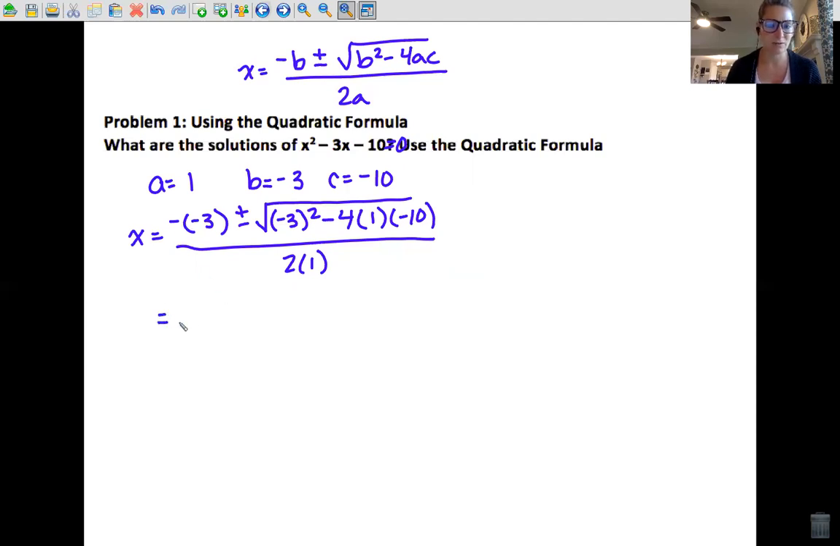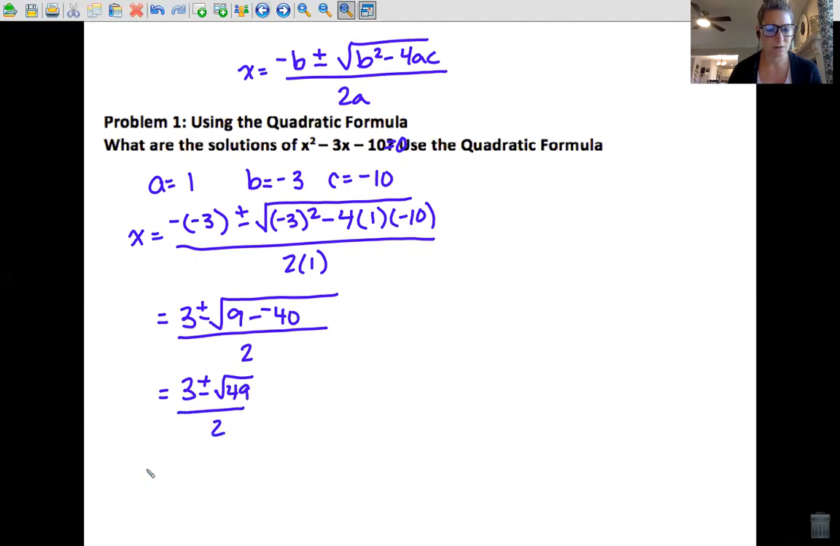So the opposite of -3 is 3, plus or minus the square root of -3 squared, which is 9, minus 4 times 1 is 4, times -10 is -40, all over 2. So you get 3 plus or minus the square root of 49 all over 2. So x equals 3 plus or minus 7 over 2. Now we need to split that apart. So x equals 3 plus 7 over 2.